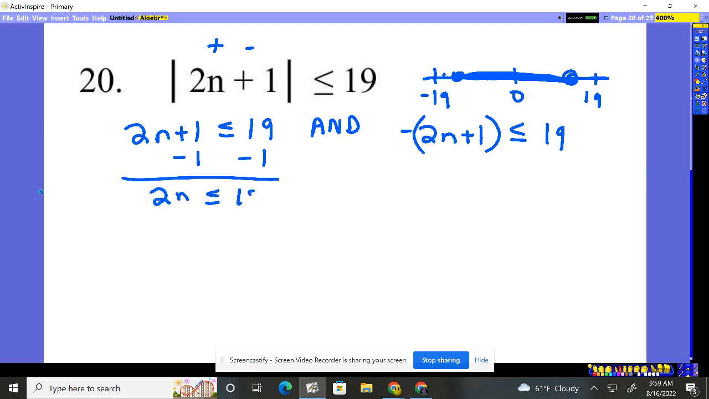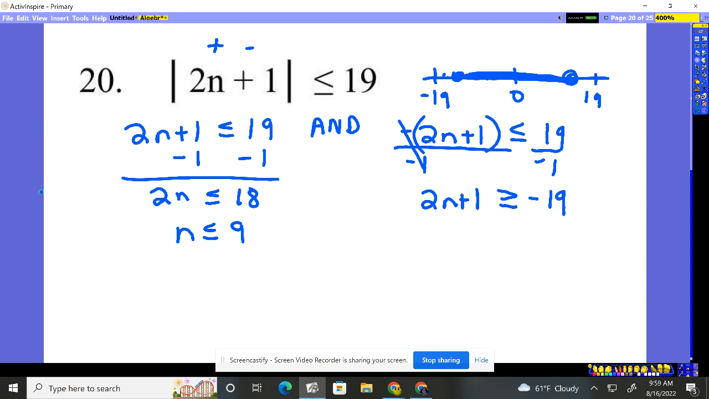2n less than or equal to 18, divide by 2, n is less than or equal to 9. That's one possibility. The other, we always will start this side by dividing by negative 1. Those will cross out. It'll end up giving us our 2n plus 1, the piece inside our absolute value. The inequality will always flip because we divided by a negative 1 here to start us every single time. And you end up with negative 19. So now we subtract 1, 2n greater than or equal to negative 20, divide by 2. The inequality does not flip because you didn't divide by a negative.